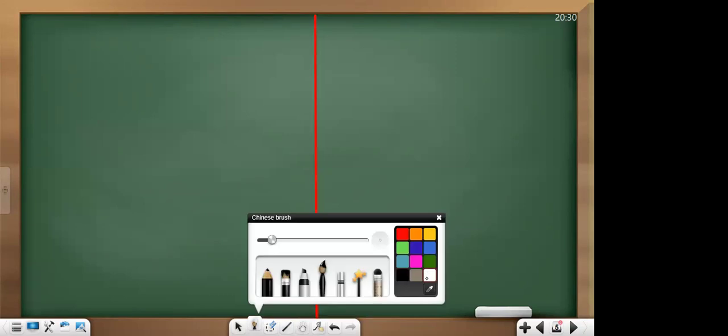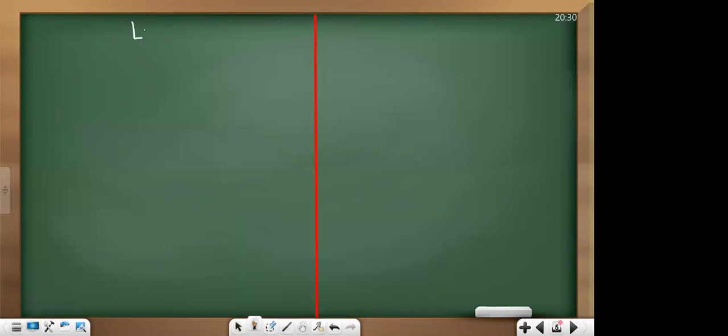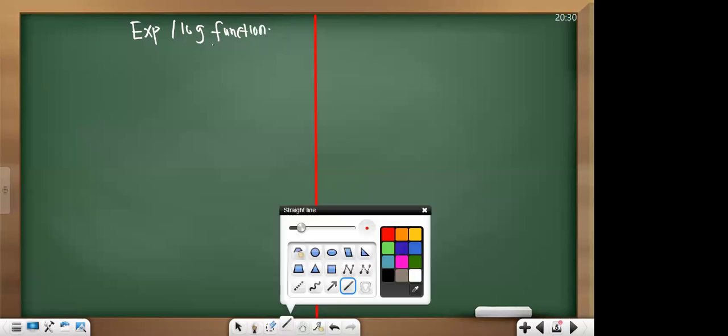The last note for the day. Whenever we are dealing with exponential, the inverse of exponential is the log function. I need to leave you a note so that I can hang my boots.